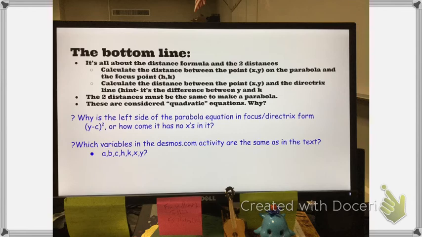Bottom line, it's all about the distance formula. Two distances: calculating the distance between a point x, y on the parabola and the focus point, which we call h, k, and then the distance between x, y and the directrix. The directrix is just y equals. That's why that question is asked on there, why there's no x's in it.